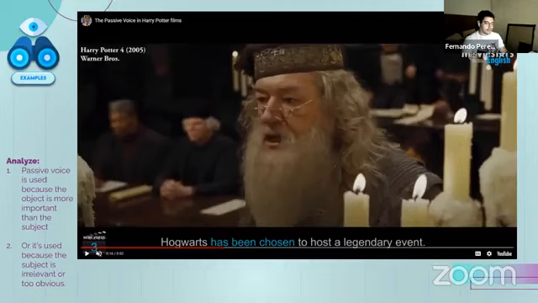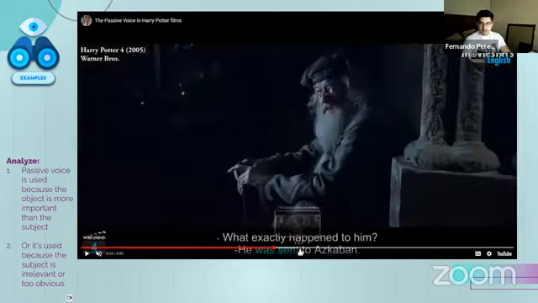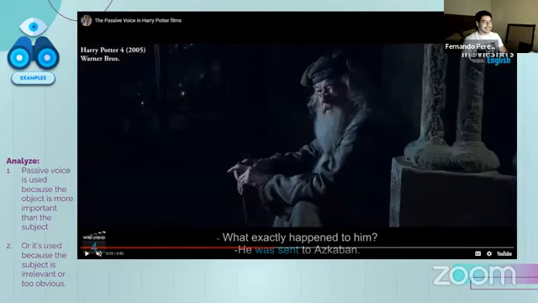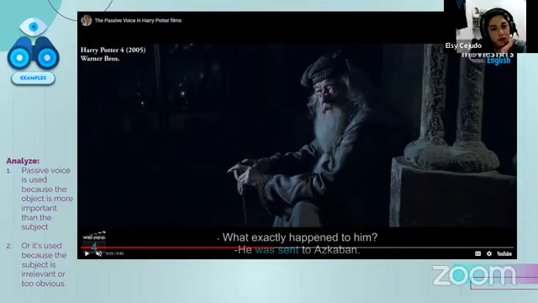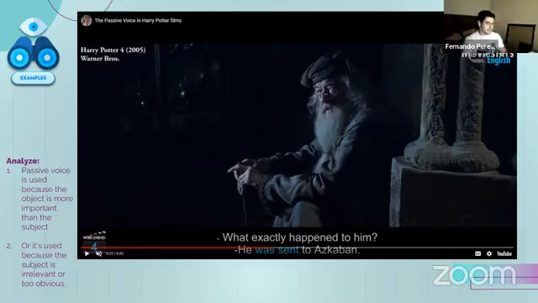Let's try with another. He was sent to Azkaban. Azkaban is a prison. In what tense is this? What time is this? Past. This is simple past. Totally correct. This is a simple past structure talking about something that happened in a specific moment in the past. Precisely.